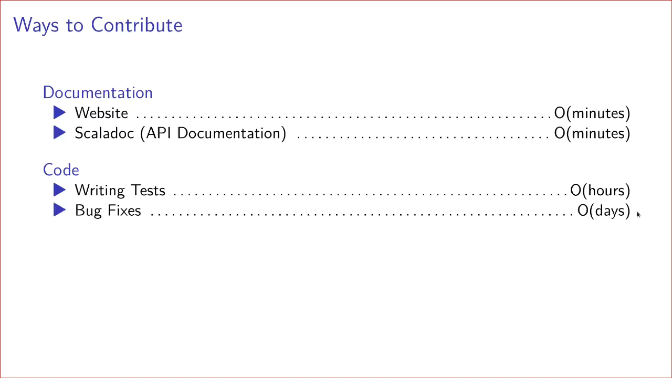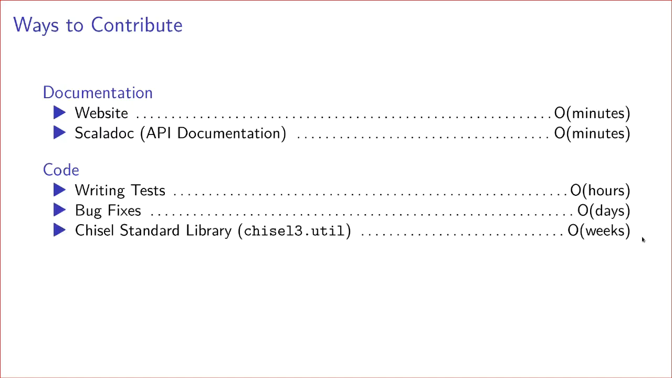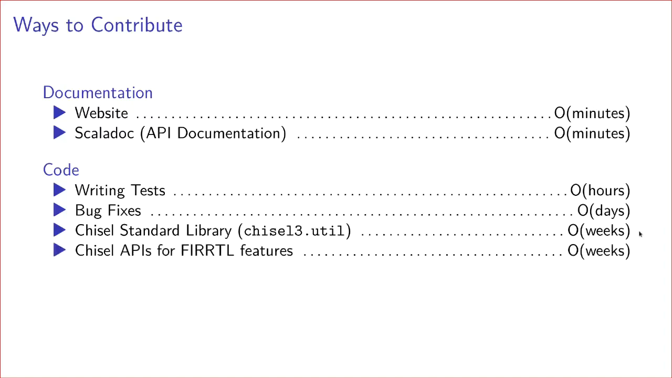Chisel standard library additions. This is if you have something that you would like to add to the Chisel standard library. This could be something like a state machine library, which is something Chisel does not have. You might be thinking about this for something like weeks.